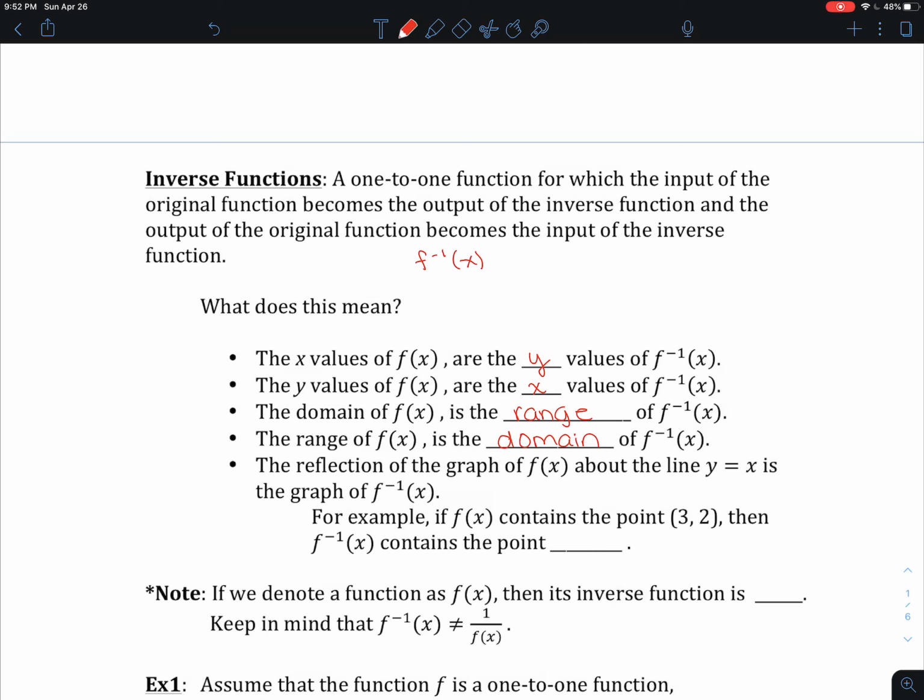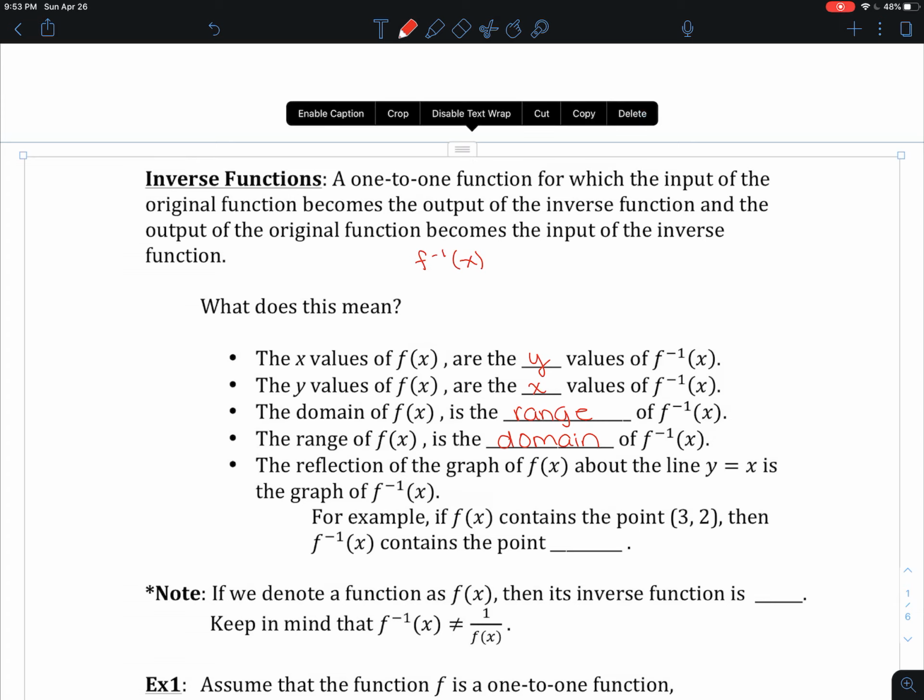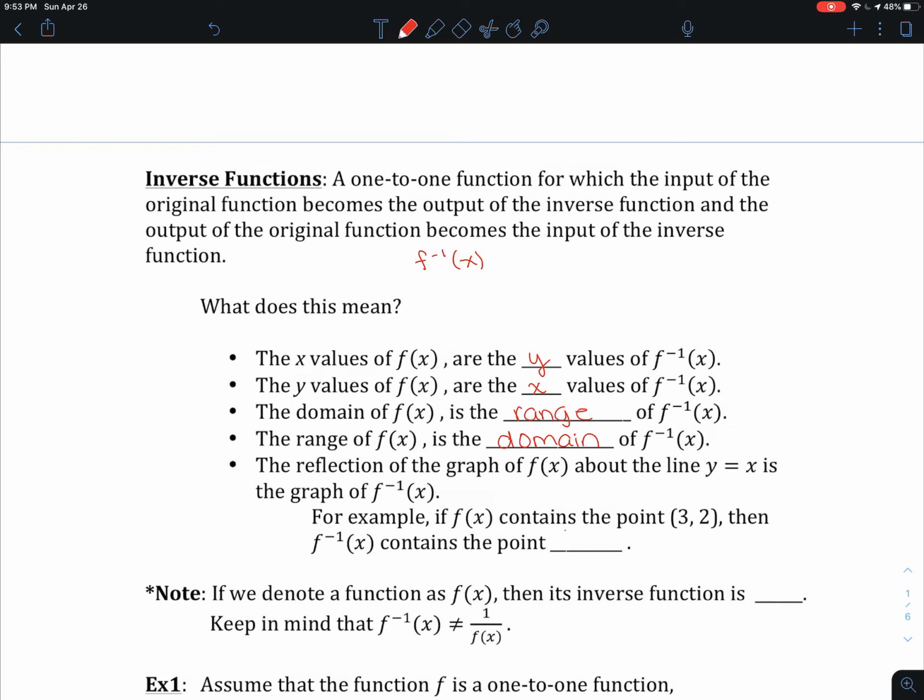This really comes in handy when you have a function where it's complicated to graph it or find the range algebraically. If you can find its inverse and find the domain of the inverse, we know that's the range of the function. The reflection of the graph of f of x about the line y equals x is the graph of f inverse of x. For example, if f of x contains the point (3, 2), then f inverse of x contains the point (2, 3).